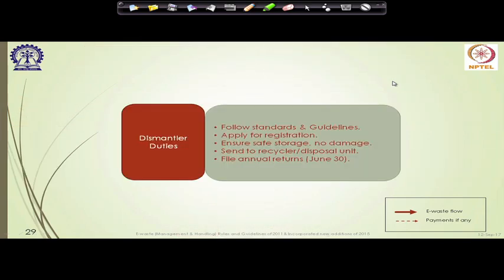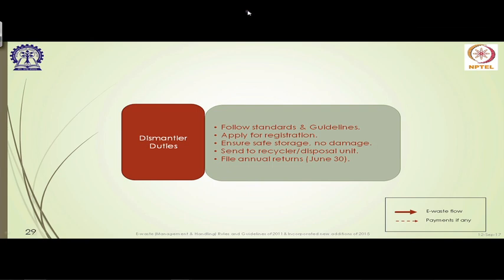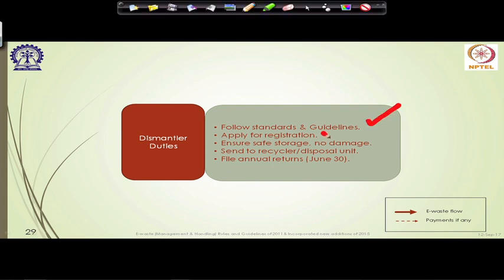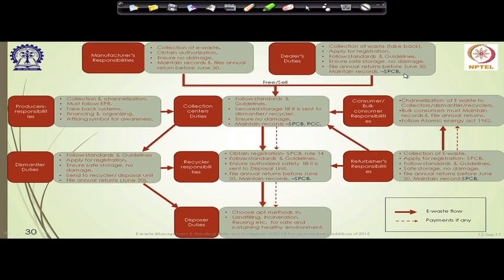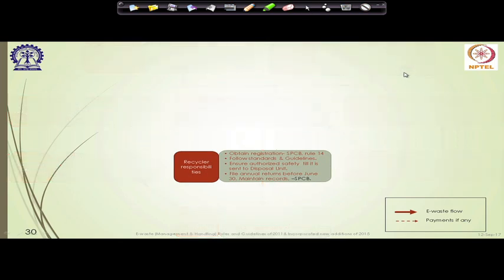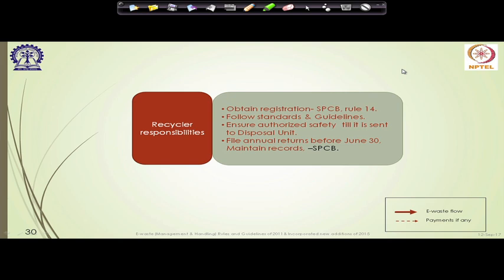The dismantler rules: again, follow standards and guidelines, apply for registration, ensure safe storage, no damage, send to the recycler and disposal unit, and also file the annual return by June 30th. So that is again the dismantler's duty. Very similar stuff to what you see over here. And then recyclers: they have to again get the registration from the State Pollution Control Board, follow the standard guidelines, ensure authorized safety, and file the annual return.